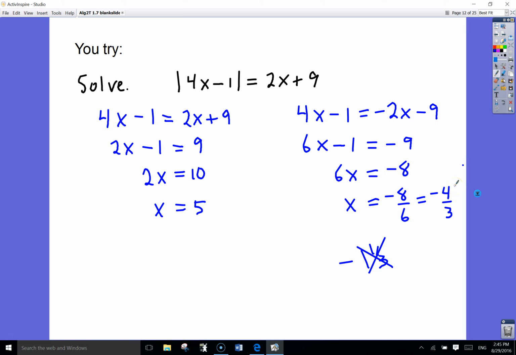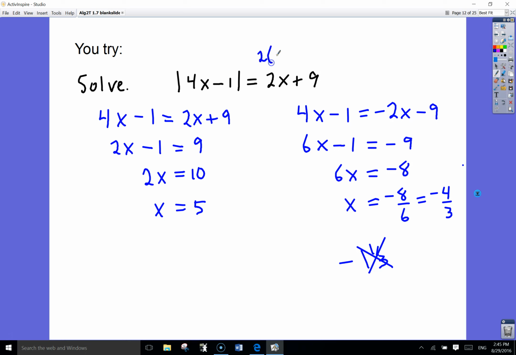Okay, so let's see now. In terms of checking answers, if I plug in 5 on the right-hand side, I'm going to get 2 times 5 plus 9. That's 19. Okay, at least it's positive. On the left-hand side, 4 times 5 is 20 minus 1 is 19. So that checks.